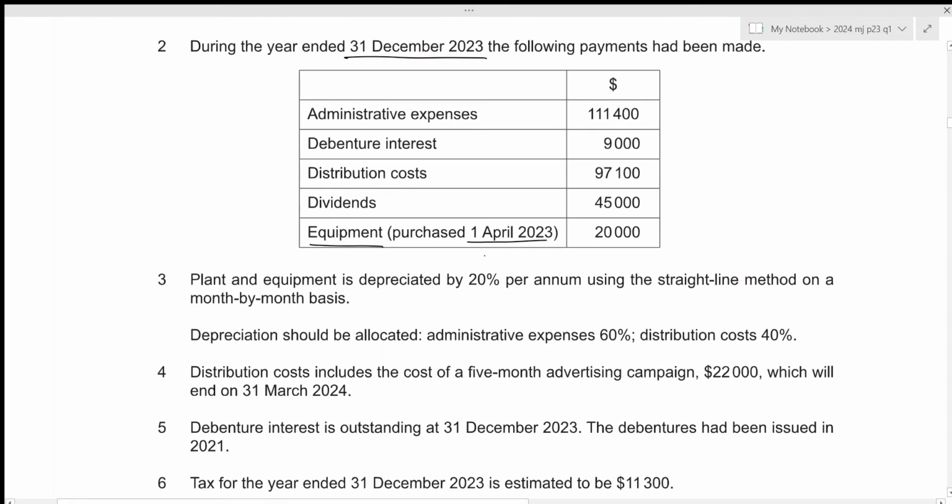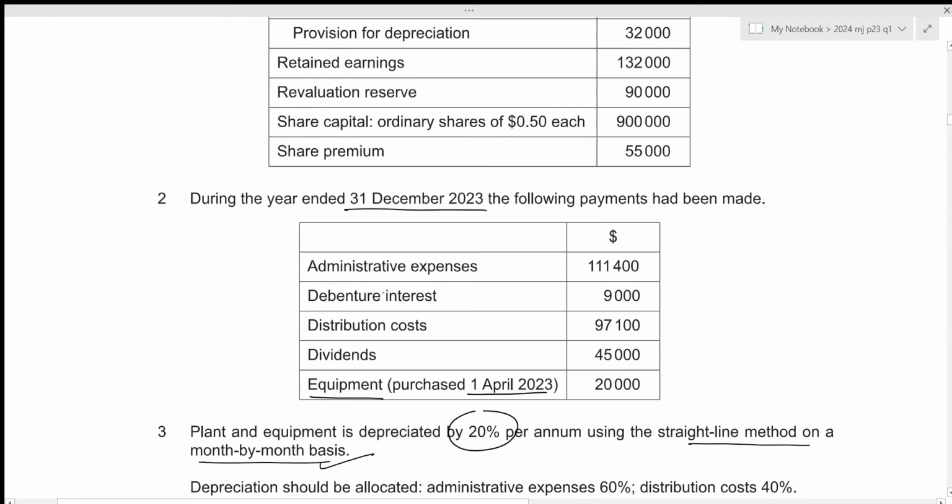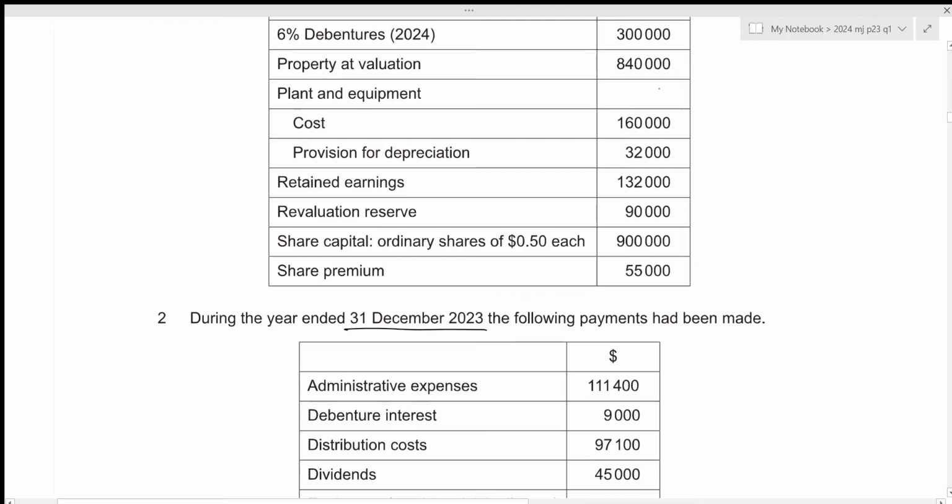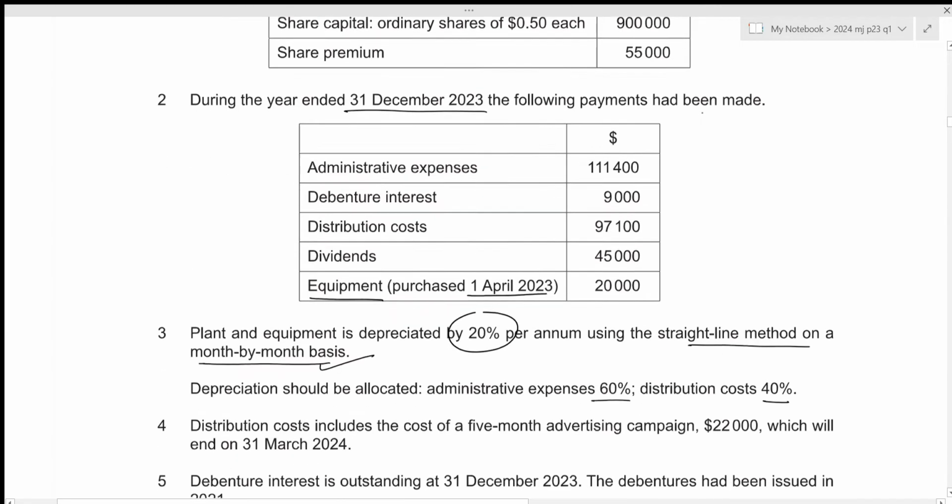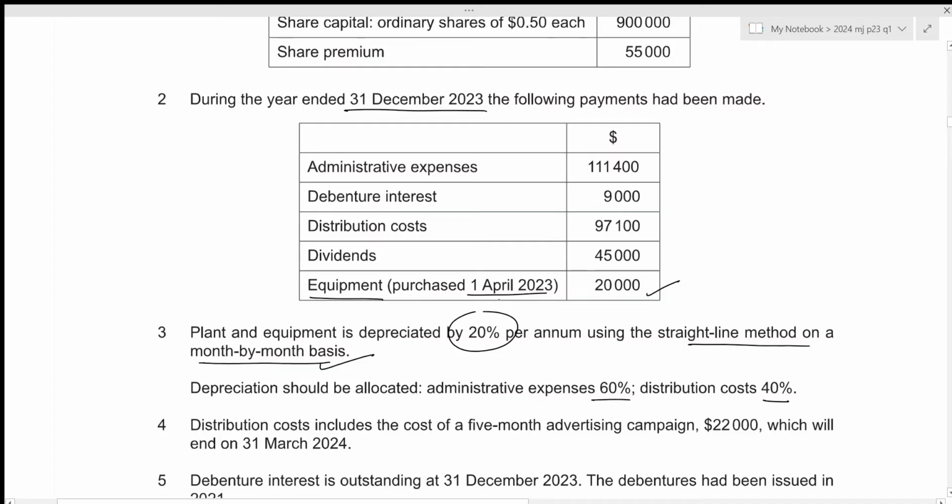Plant and equipment is depreciated by 20% per annum using the straight line method on a month-by-month basis, and the depreciation should be allocated to administrative expenses 60% and distribution costs 40%. And since we have a month-by-month basis, we need to calculate it separately. We need to calculate the depreciation for the existing plant and equipment for the entire year. And for this new purchased one, it was purchased on 1st April. So we used it for the months of April, May, June, July, August, September, October, November, and December. That will be a total of 9 months. So for this one, we need to calculate the depreciation for 9 months.